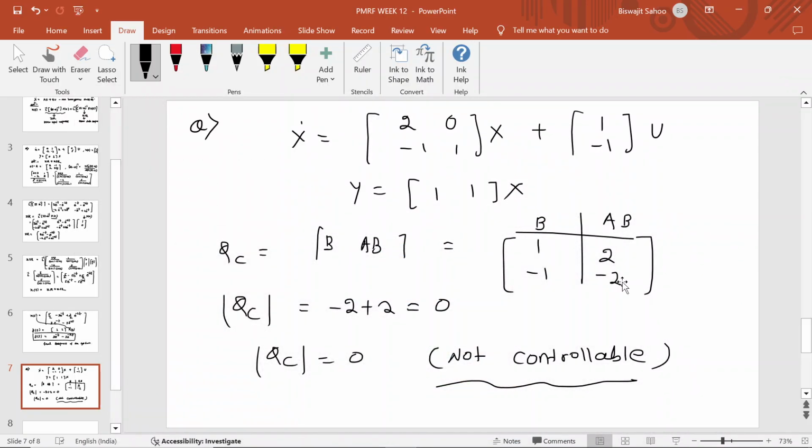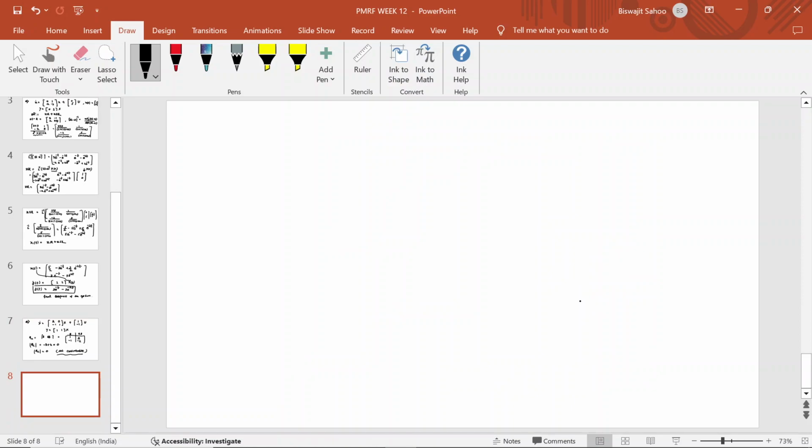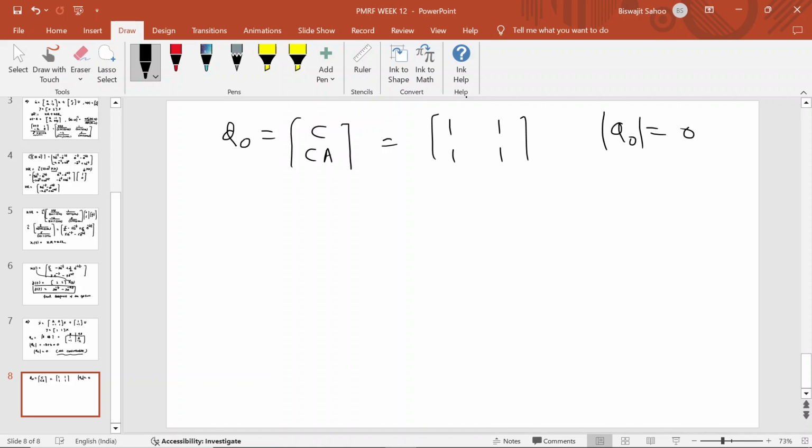Let me find out the observability. Observability is the same. You have to find out an observability matrix, denoted by Q_O, which is nothing but C and CA. This is a 2 by 2 matrix. If you have to form a 3 by 3 matrix, then another term CA squared will be added. So for this 2 by 2 matrix, we'll consider only C and CA. Find out C and CA. C is [1, 1] as given. Multiply C into A, that will also give [1, 1], and you can check the determinant of Q_O is not equal to 0. So this means the system is observable.